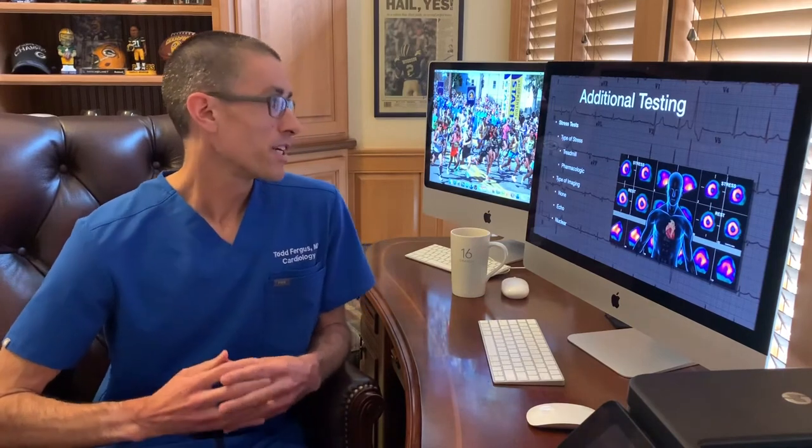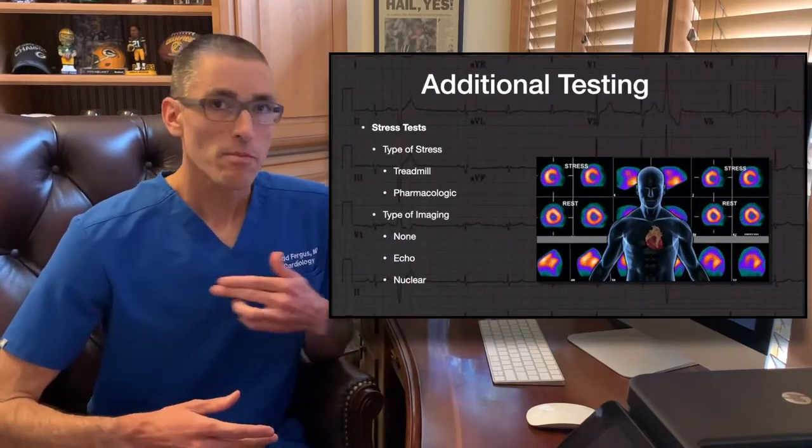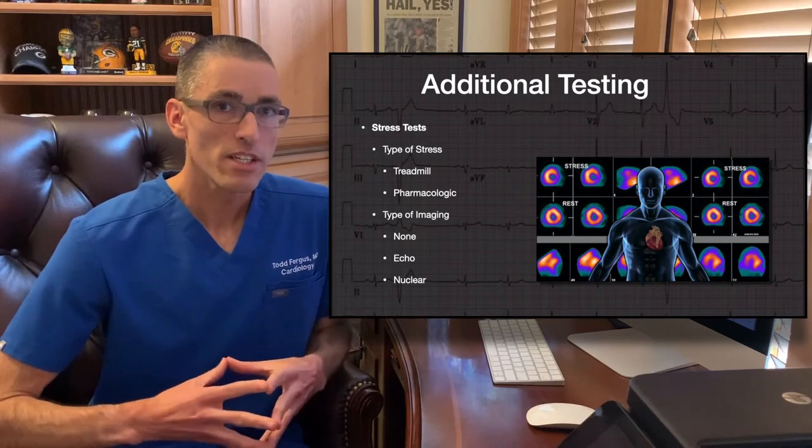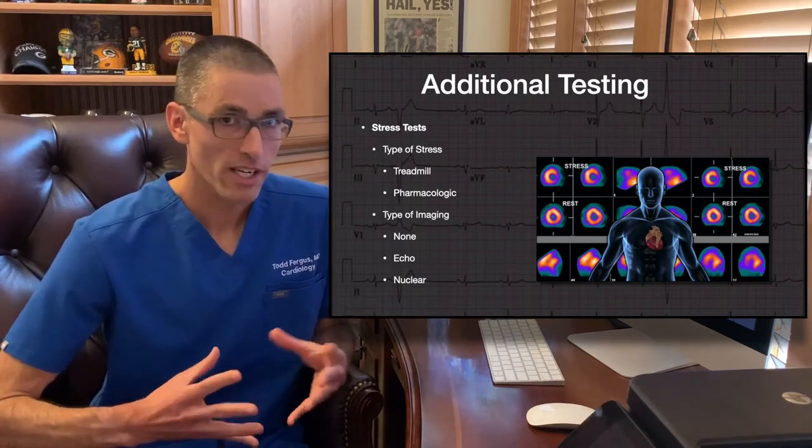The most common additional testing that we order is a stress test. And stress tests come in a variety of different flavors. When we're ordering a stress test, we first have to decide what type of stressor we're going to employ. So the most common one, and the one that most people think of, is a treadmill stress test. We have a standard protocol where someone walks on a treadmill at a specific speed and incline, and we have the patient hooked up to an EKG to monitor that patient while they're walking on a treadmill.